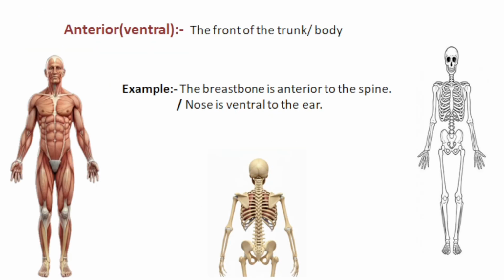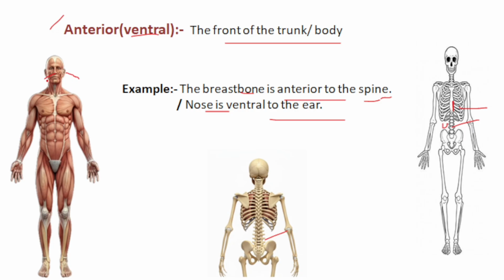So first I discuss what is anterior or ventral position. The front of the trunk or the body of a human is called anterior position. For example, the breastbone is anterior to the spine, or the nose is ventral to the ear. You see that this is the breastbone and this is the spine. So you easily understand that the breastbone is present in the front of the spine. So that's why we say the breastbone is anterior to the spine. Then the nose is ventral or anterior to the ear.